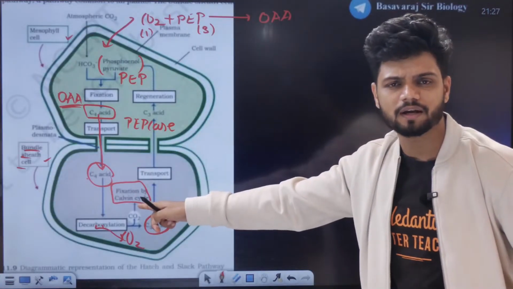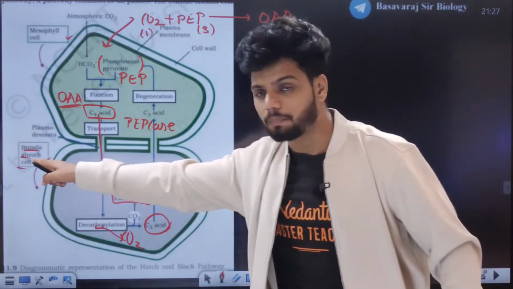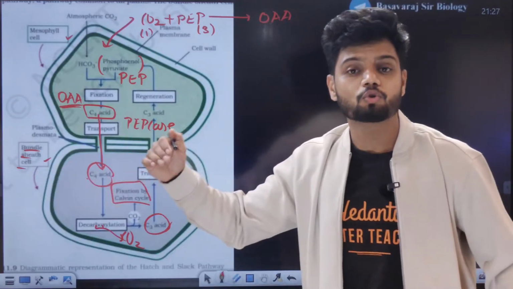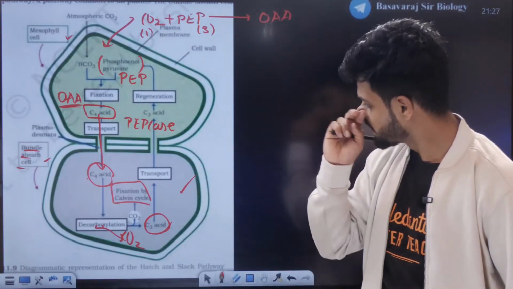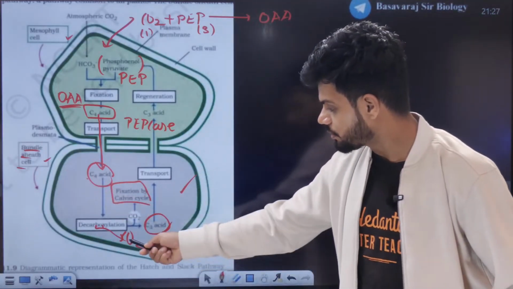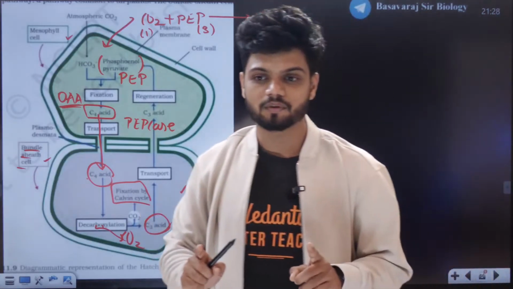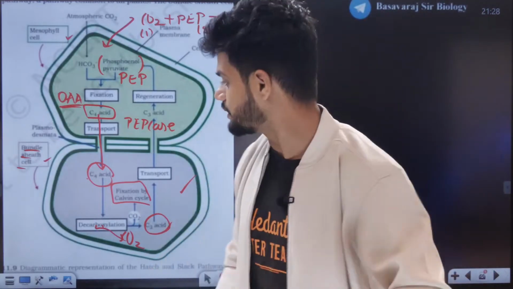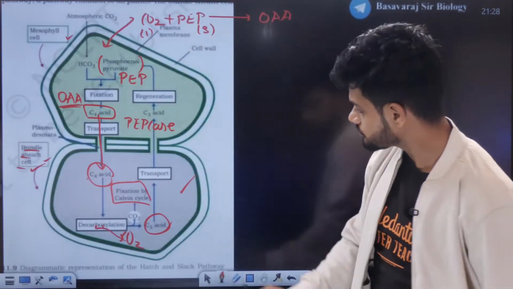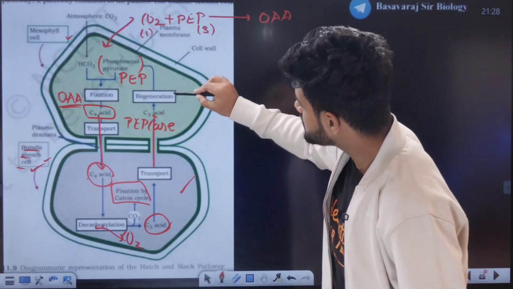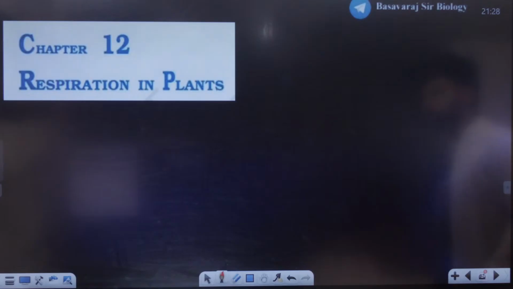RuBP, triose phosphate, carboxylation, reduction, regeneration, everything will happen in the bundle sheath. The enzyme, that is Rubisco enzyme, is also present here. Beautiful, right? So C4, C3, one CO2 is released. That CO2 is taken up by Calvin cycle. So Calvin cycle is occurring where? In the bundle sheath of C4. Transported again back to C3, and C3 is again regenerated to PEP. Entire thing is C4.